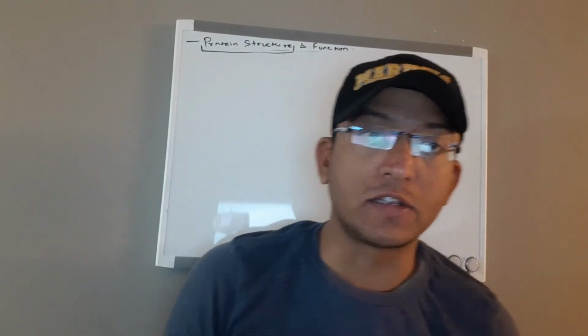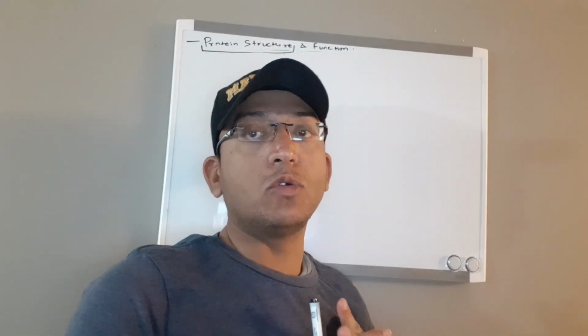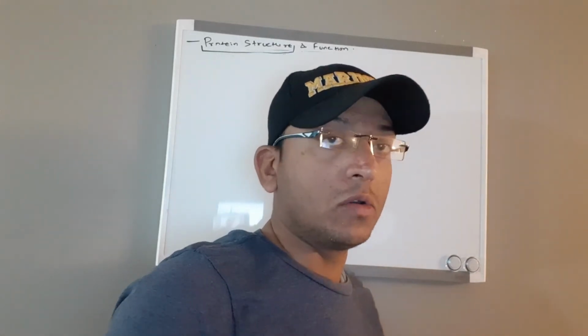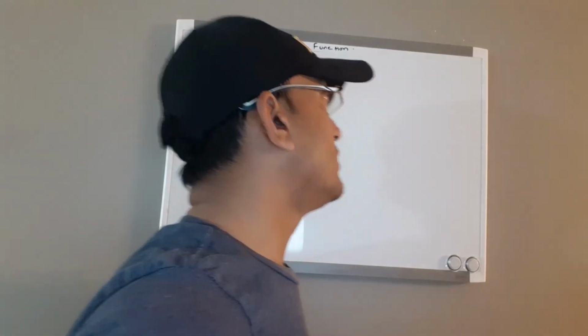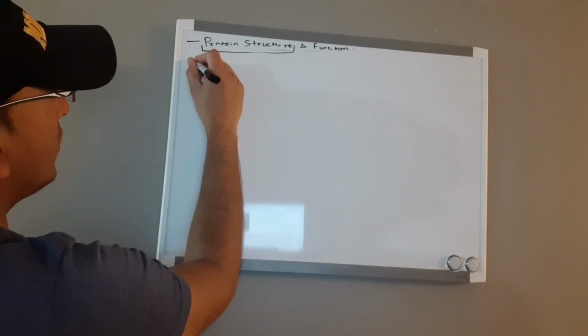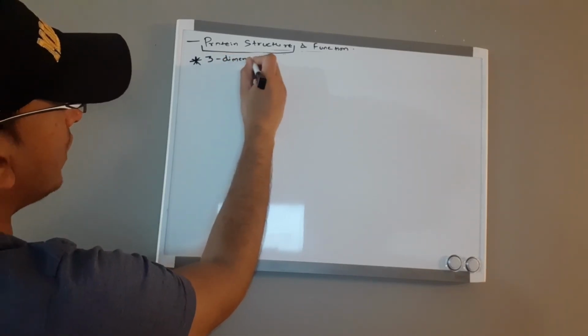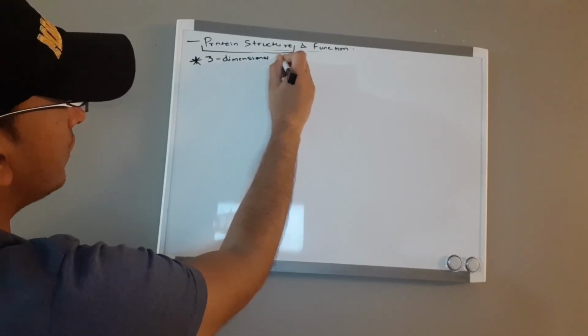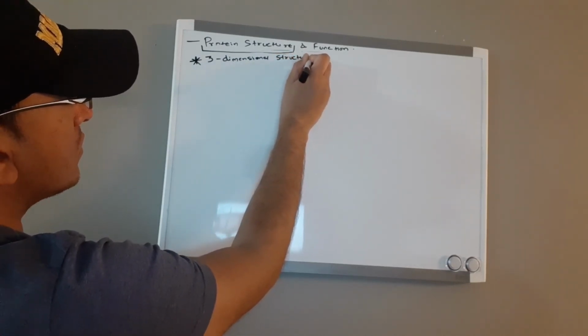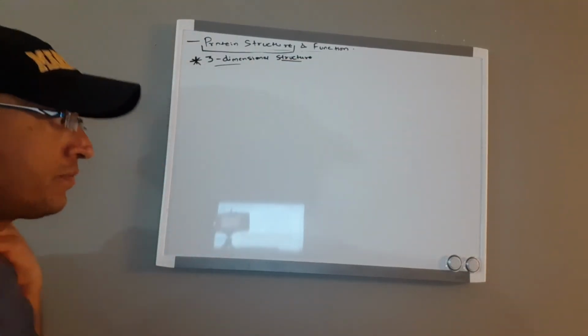So as you know, we are still studying protein structure and function. If you saw the previous video, we studied the different methods that have been used to detect the amino acid sequence in a peptide chain or a protein. So now we will study the three-dimensional structure of protein. All right.